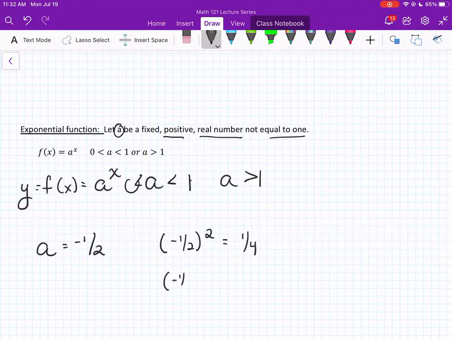But if we do negative 1/2 to the 1/2 power, remember to the 1/2 power is the same thing as the square root. And we know that we cannot take the square root of a negative number and get a real answer.